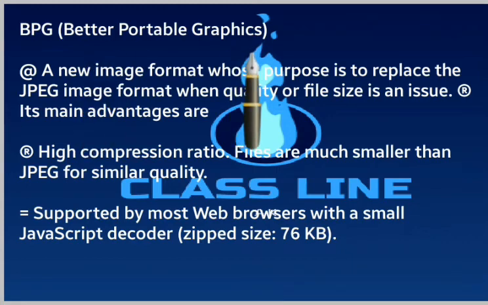BPG, Better Portable Graphics. A new image format whose purpose is to replace the JPG image format when quality or file size is an issue. Its main advantages are that BPG has a high compression ratio. Its files are much smaller than JPGs of similar quality. It is supported by most web browsers with a small JavaScript decoder. The size is 76 KB, so it is the best size of image to use in web browsers.